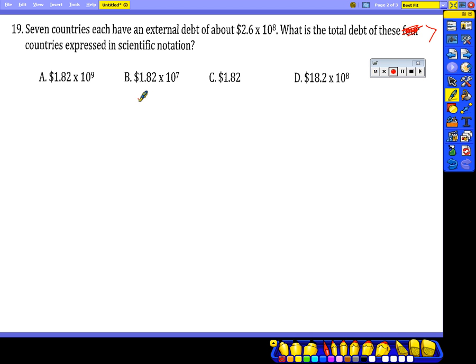Countries expressed in scientific notation. So this is what we're going to do here. We have 2.6 times 10 to the 8th. That's one country. But what we want to know is what's the total debt of 7 countries if all of them have the same amount of debt. So we're going to multiply 7 times this scientific notation.